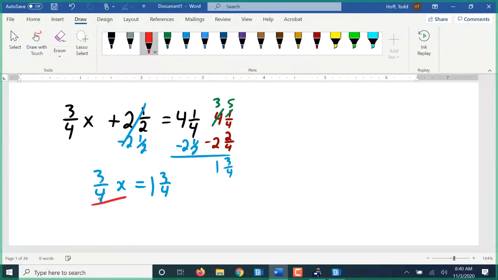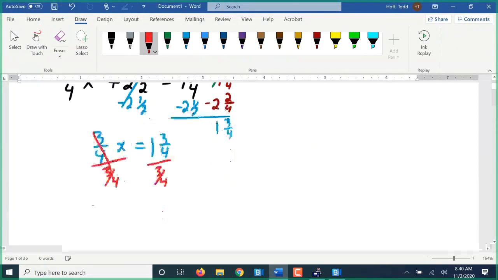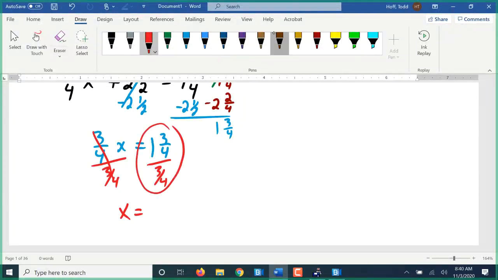And then we have to divide by 3/4 to get x by itself. We have x equals 1 3/4 divided by 3/4. First, we're going to turn the 1 3/4 into an improper fraction. 1 times 4 is 4, plus 3 is 7/4.